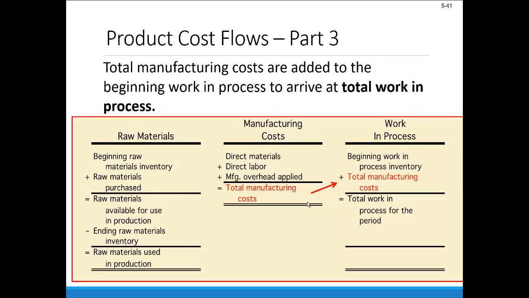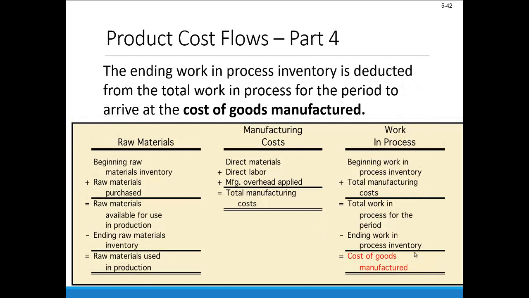Now I can reconcile that with my work in process to figure out what was actually finished this period. So what I'll do is I'll take my beginning work in process, the stuff that coming into the period was already being worked on but not finished. I'll add to that my total manufacturing costs added during this period, and that gives me my total work in process for the period. In other words, the total cost of everything I was working on at any point during this period.